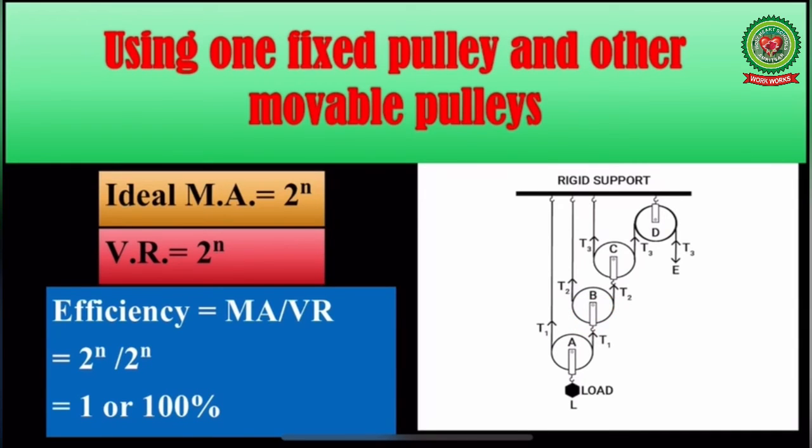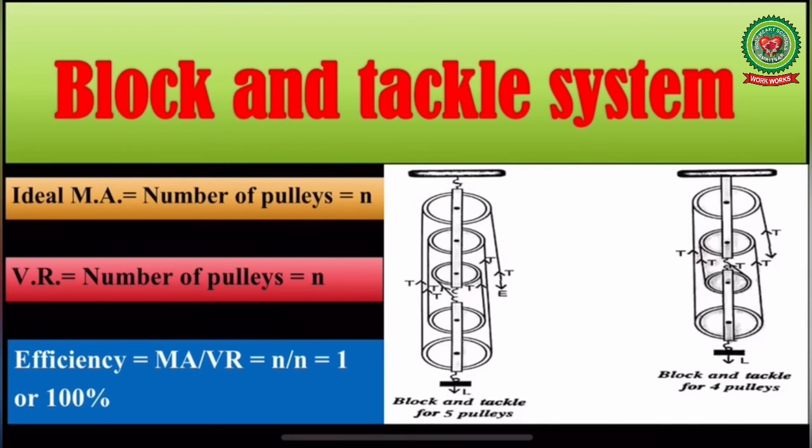The next system is the block and tackle system. In this kind of system, we have two blocks. This is block 1. In this block, all the pulleys are fixed to each other, as well as this whole block is fixed to a rigid support here. And block 2, in which all the pulleys are fixed to each other, but this whole block is movable.